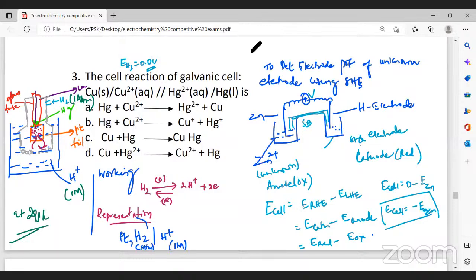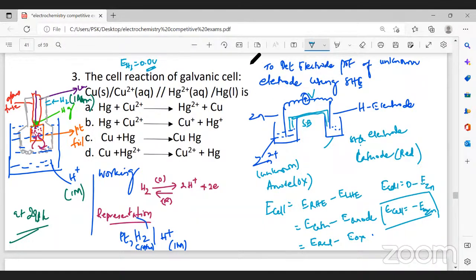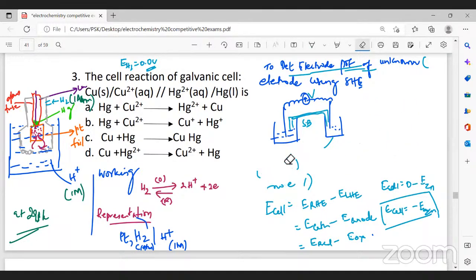So that's it, sir. Okay, I'll give you the demerits of the hydrogen electrode a little later. Now, this is with respect to determination of the electrode potential of an unknown electrode, like zinc. Now, if you take the unknown electrode to be copper.